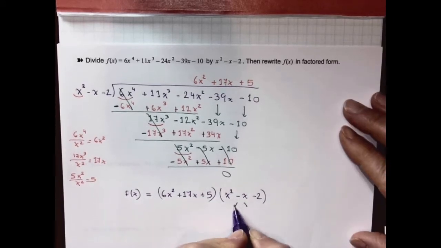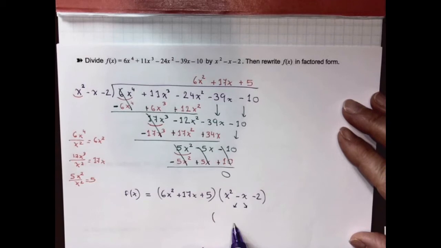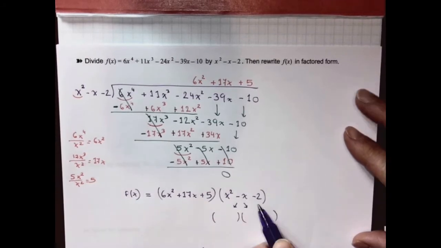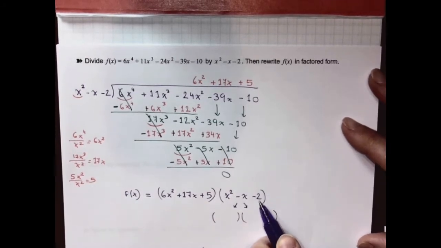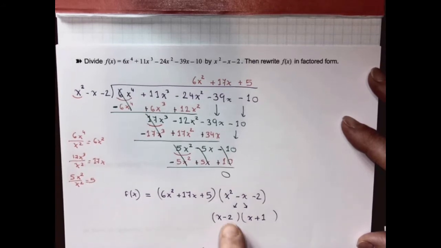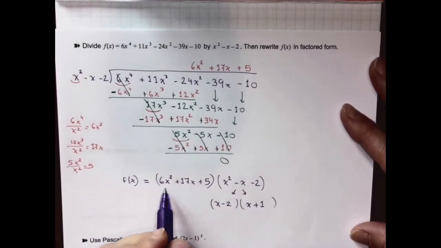This one is actually going to become, what can you multiply to give you a negative 2 and add up to give you a negative 1? That would be a negative 2 and a positive 1, right? So when you multiply those two, you get negative 2. When you add x and negative 2x, you get negative x. And now how about this one?